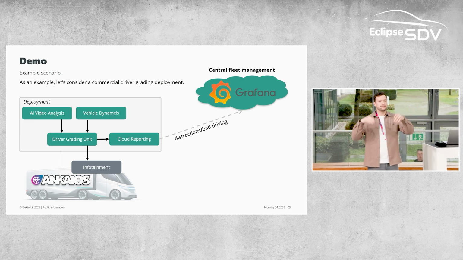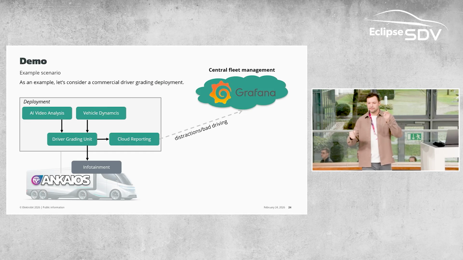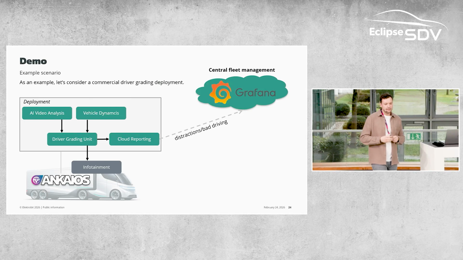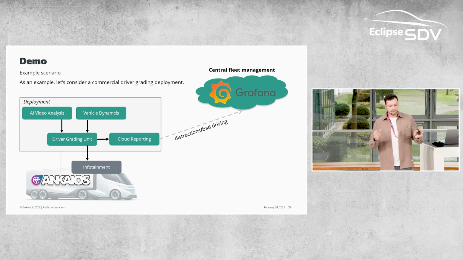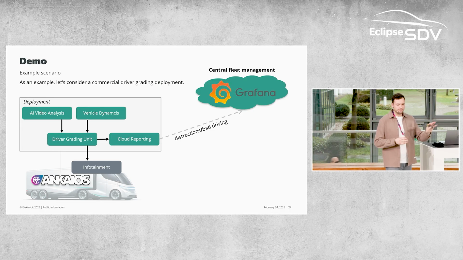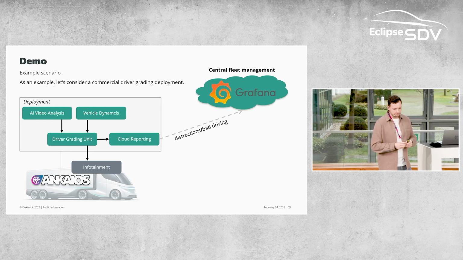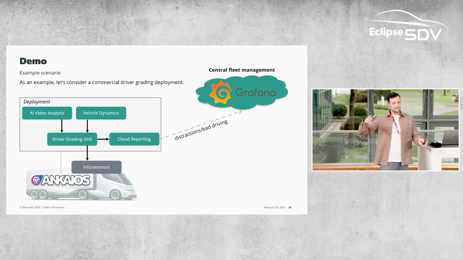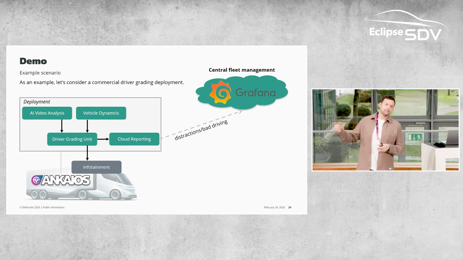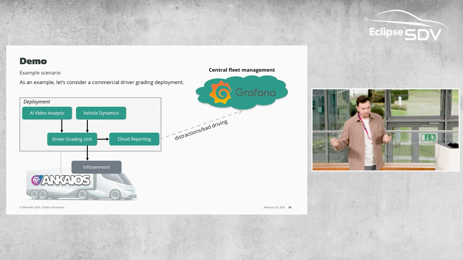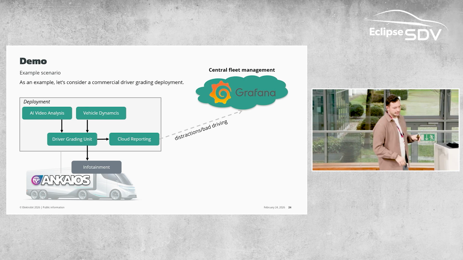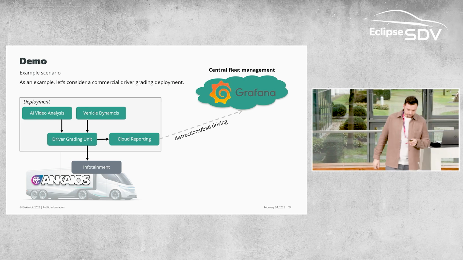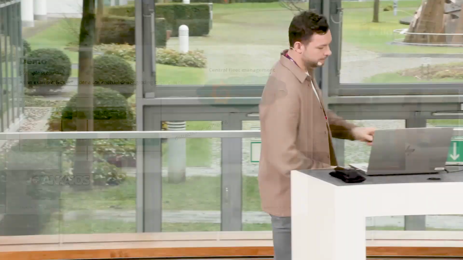We put in some vehicle dynamics like speed, harsh steering, harsh braking. And this is evaluated in a driver grading unit, and you show warnings on the infotainment directly to the driver if the driver is distracted, but that doesn't matter. The more important thing is you sync it to the cloud and to the central fleet management, and you report driver distractions or bad driving behavior. And then you have your Grafana, for example, showing you some statistics, but just as an example. I will go to the demo now.